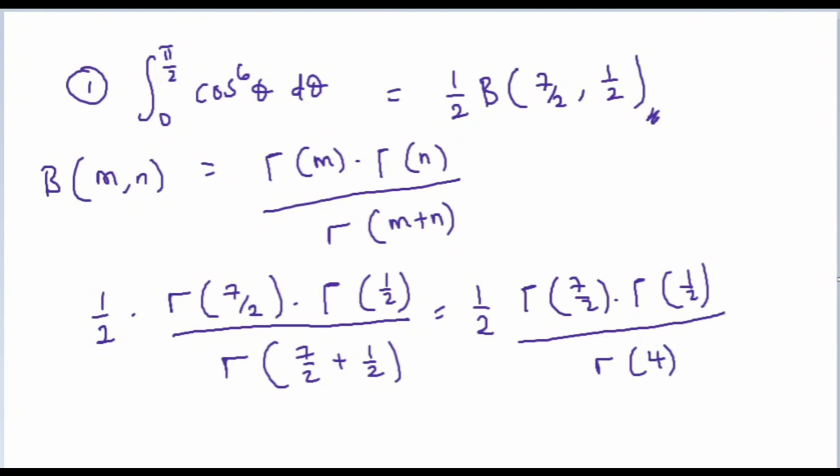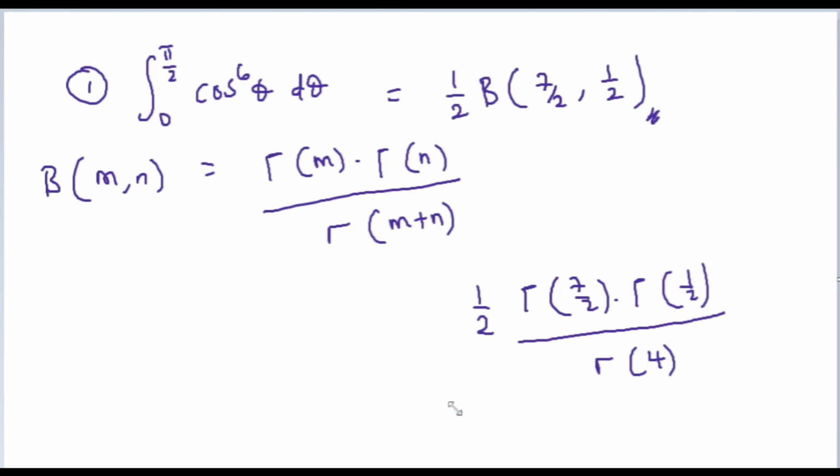Okay, so I want to find the gamma of 7 over 2. I will just use the formula for gamma to quickly sort that out. I've explained it in the gamma video, so do well to watch the one for gamma so you can understand what I'm saying.